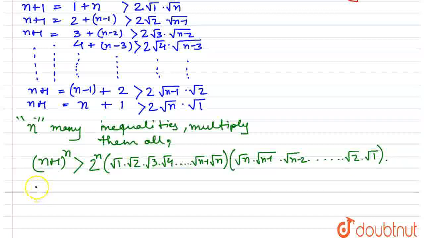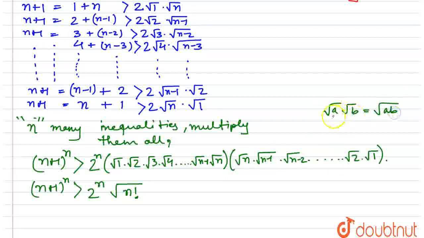So this finally becomes n plus 1 power n greater than 2 power n. Now what is this? This is nothing but under root n factorial. Again, same thing, under root n factorial, the product from 1 till n. Because here we are just using the fact that root a into root b equals root ab, the generalized version of this for n many quantities. So using that, this becomes under root n factorial, and this part also becomes under root n factorial.